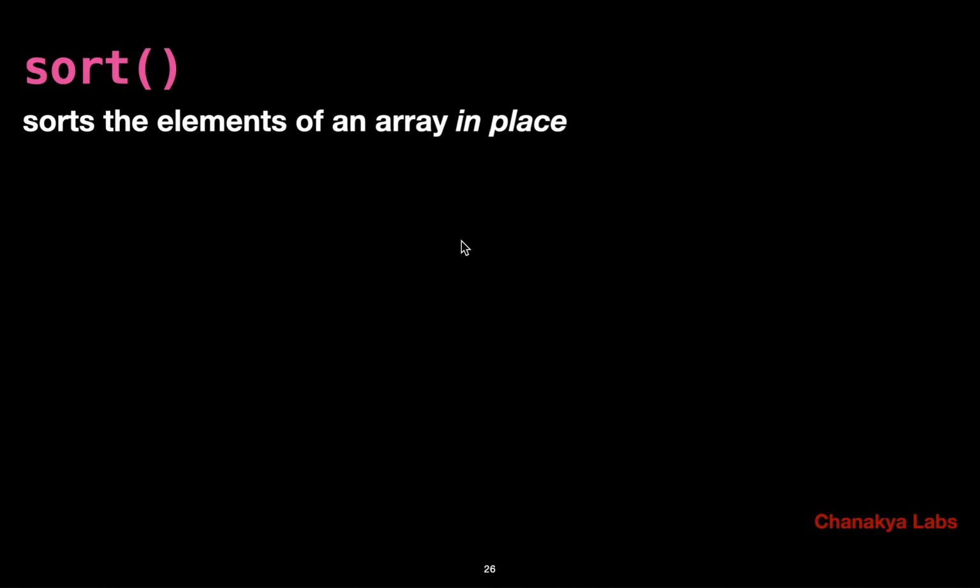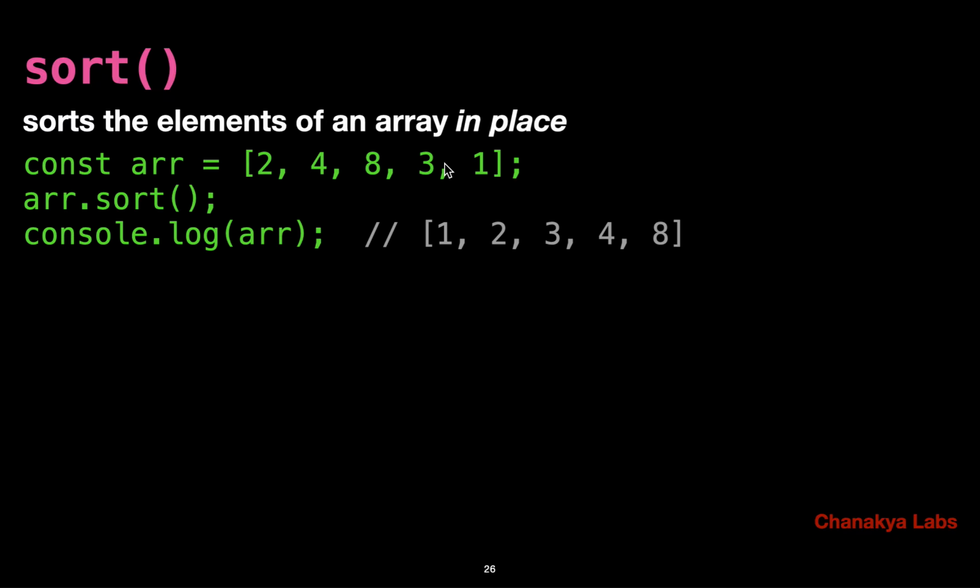Sort. Now sort sorts the elements of the array, again in place without creating a new array. So if something like this is there and I do array.sort, then it will sort it: 1 2 3 4 8. Sort means basically arrange the items in some order. By default it arranges in ascending order. There are ways to do it in descending order also, which will come very soon in a few slides, but by default it arranges in ascending order.